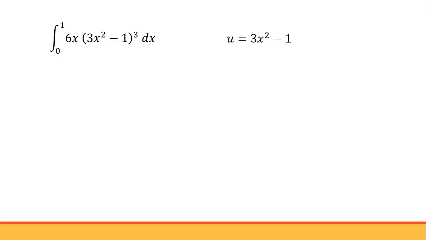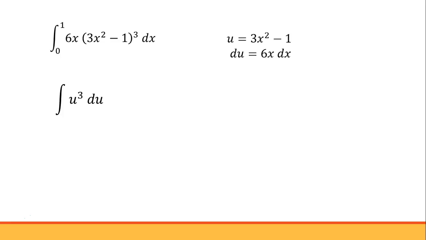So our substitution will be for the 3x squared minus 1. That will be our u. The derivative of that is 6x dx. So let's see if we've got all those pieces inside our integral. We certainly see a 3x squared minus 1. That will become u. And the 6x dx becomes du. So this looks good. We can substitute for everything. So we have the integral of u to the third du.